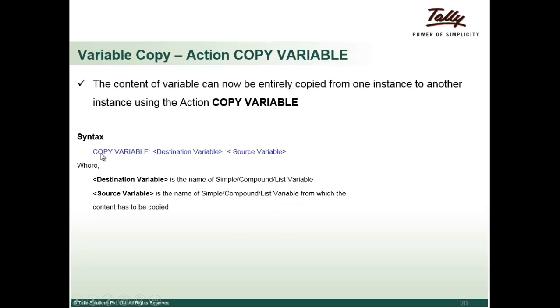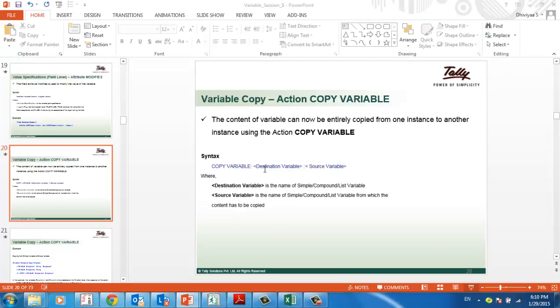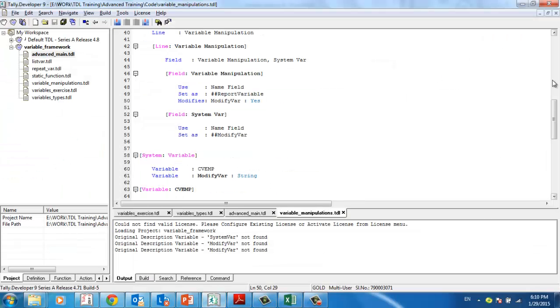So what is the syntax? Copy variable colon, you give the destination variable colon, you give the source variable. The destination variable can be a simple, compound or list variable. The source variable can be a simple, compound or list variable from which you want to copy. The specialty of this is you can copy an entire list variable to another list variable, or a compound variable from one compound variable to another also. Let's see its use.